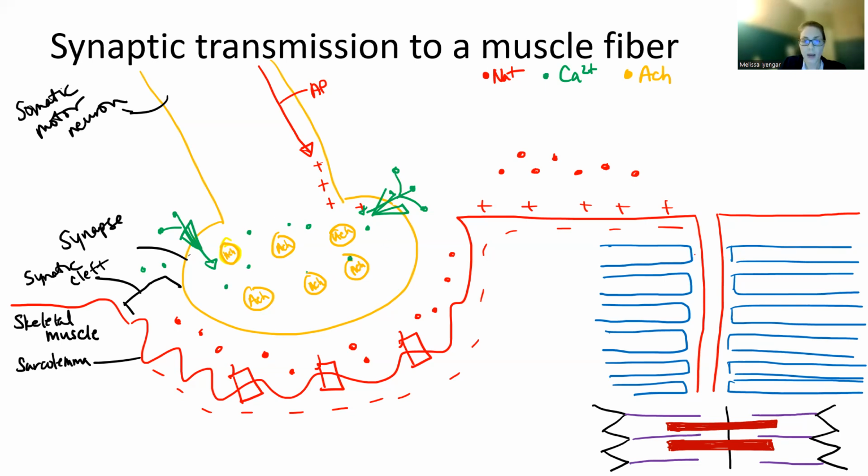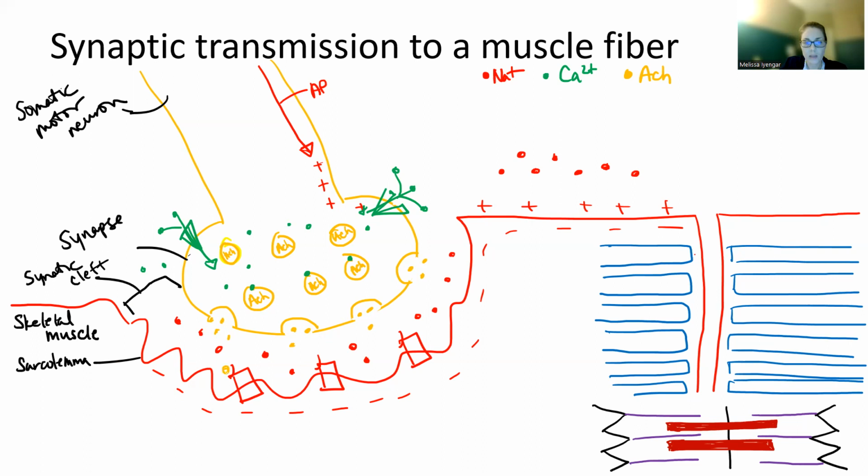The calcium binds to the synaptic vesicles, and when it does, it causes the synaptic vesicles to fuse with the synapse. What that means is that little pouch is going to open up, and when it opens up, it's going to release acetylcholine. So now you have sodium and acetylcholine that's going to be high outside of the cell, okay?